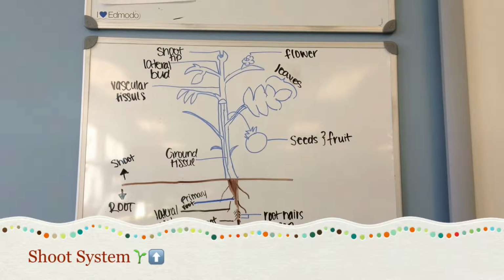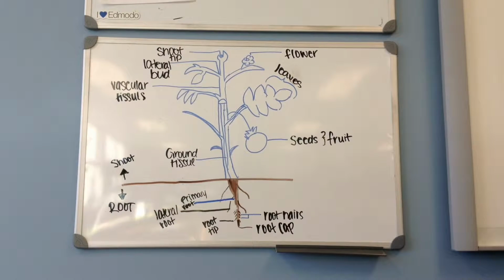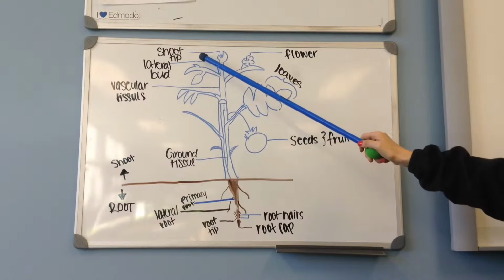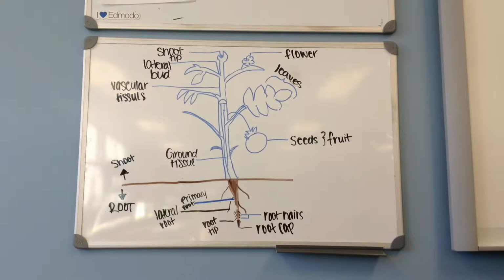The shoot system is usually above ground and elevates the plant above the soil. It carries out functions like photosynthesis, reproduction and dispersal, and food and water conduction. It includes a shoot tip, an epidermis, which is the outermost cellular layer which covers the whole plant structure.